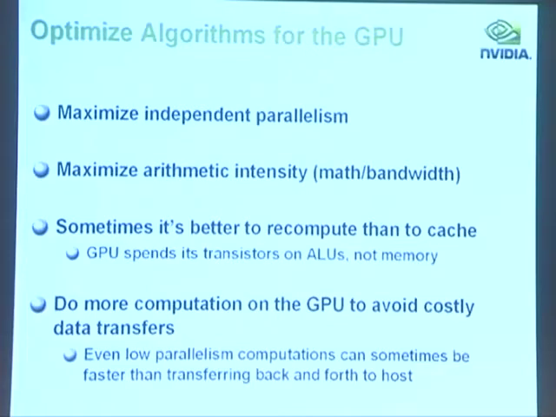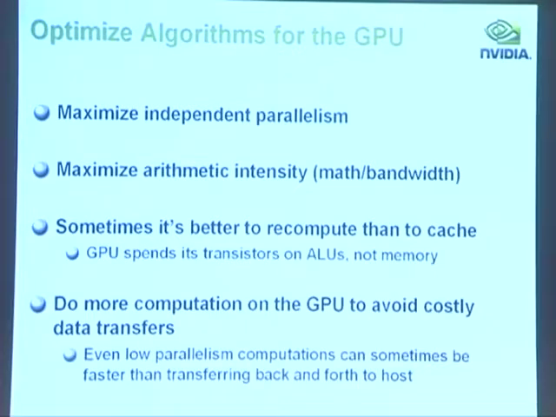Sometimes it's better to recompute than to cache. The GPU spends most of its transistors, with Moore's Law we get more transistors every year, and we try to apply those as much as possible to ALUs and other computational units rather than to memory on the chip. We do have memory on the chip, obviously, but we try to use it very economically. So if you can recompute the data easily, sometimes that's better than storing it.